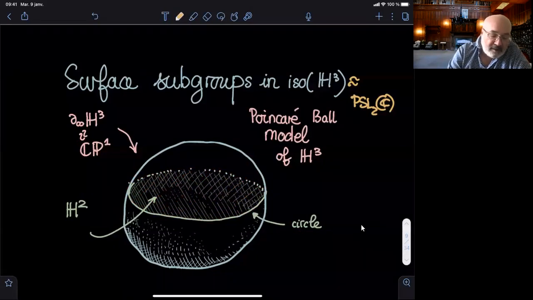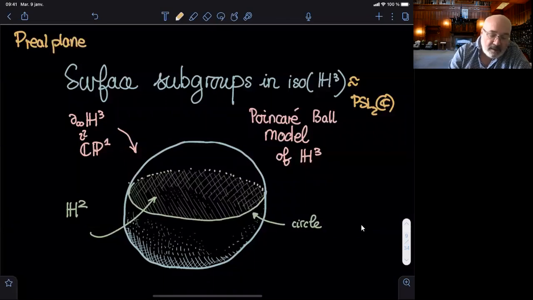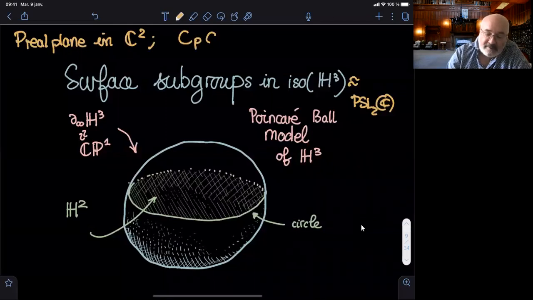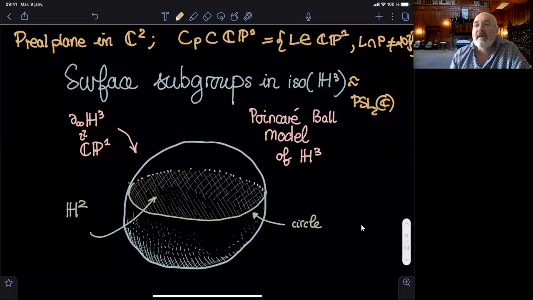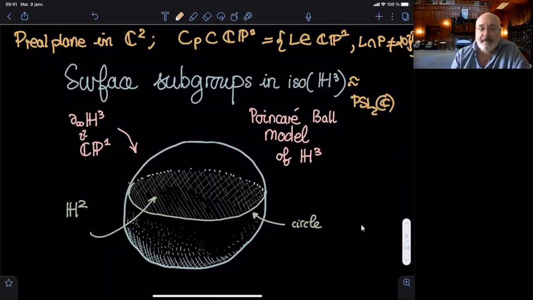If you take a real plane P in C2, then you have a certain circle inside CP1. And this circle is precisely the set of those lines in CP1 which intersect P in a non-trivial way. So every real two-plane defines a circle, and so you have a natural notion of what is a circle in CP1. Okay.